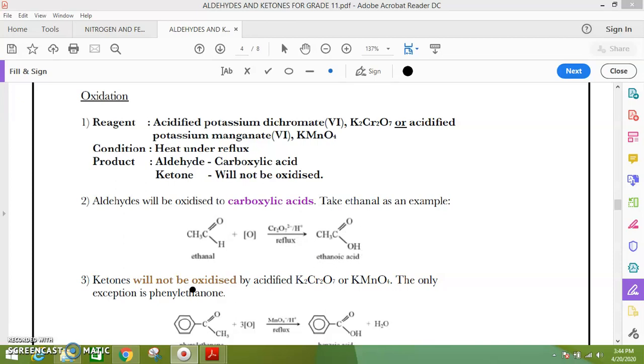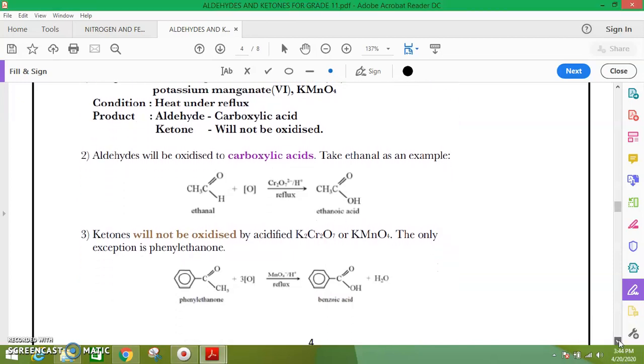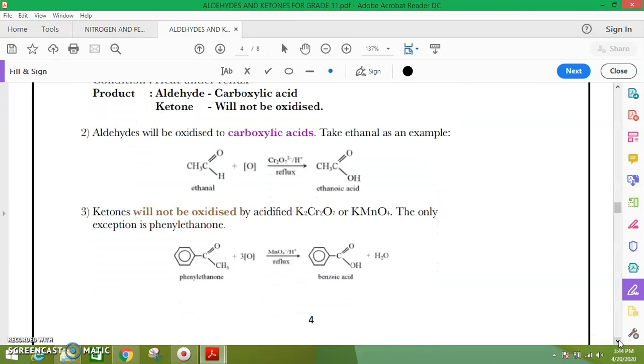Second, ketone will not be oxidized by these oxidizing reagents, even if you use potassium dichromate or potassium manganate. The only exception is phenylethanone. So we can use phenylethanone for oxidation, but we will not use it in a normal condition.